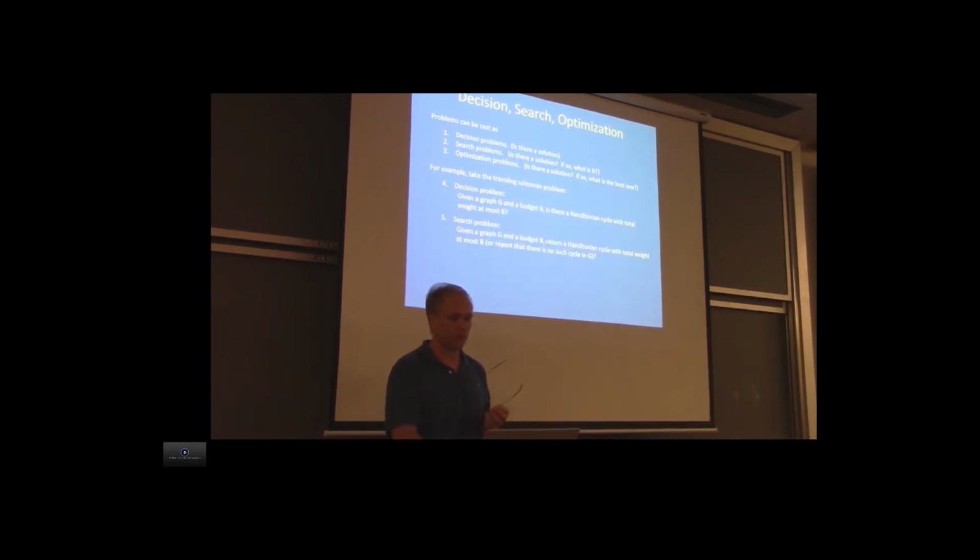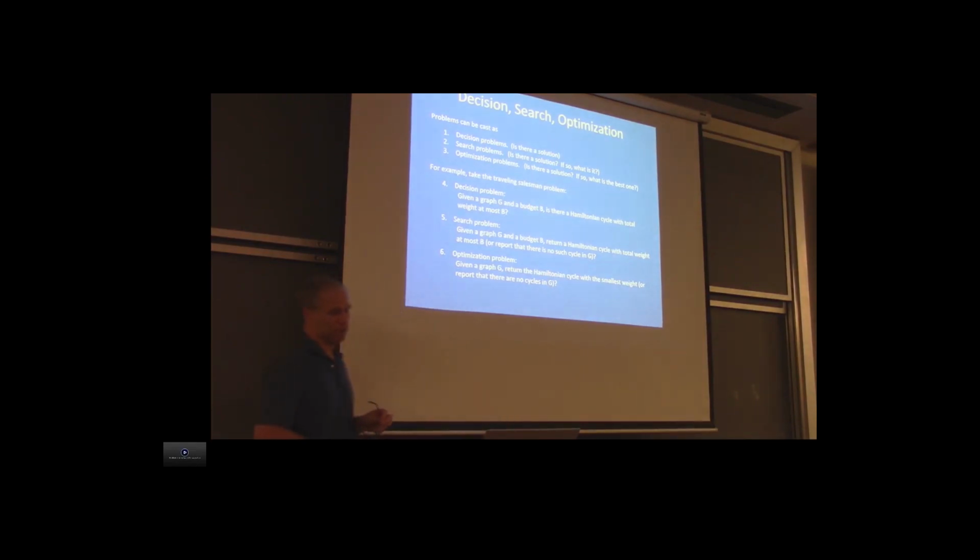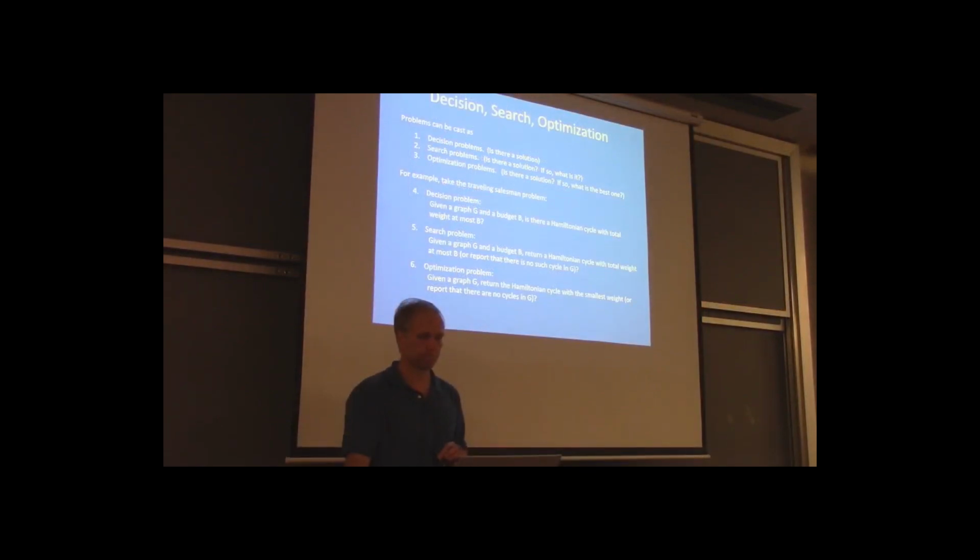The search problem would be, here's the graph and the budget. Give me a Hamiltonian cycle with total weight at most b, or tell me that there isn't such a cycle. And the optimization problem that we've talked about: give me the cycle with the smallest weight, or report that there are no cycles indeed. Okay, so a lot of optimization problems come in search variants and decision variants, just like the traveling salesman problem does. Okay, so decision, search, optimization.